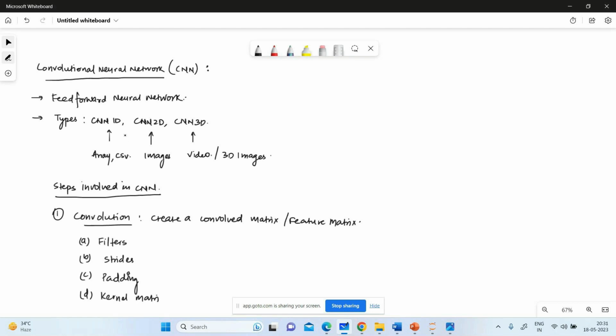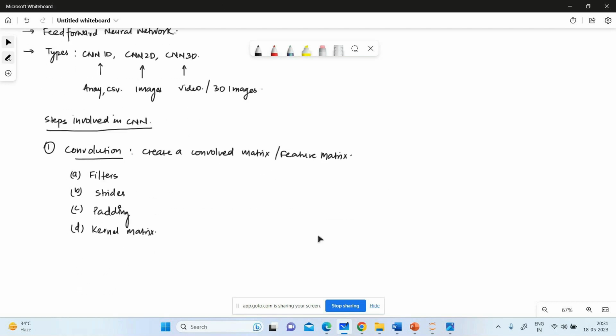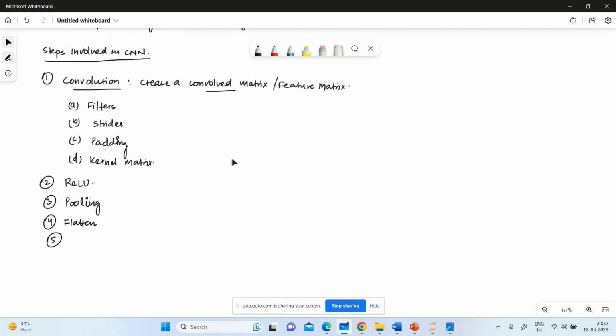Kernel matrix, number of filters, strides, padding. These are the sub steps which ultimately prepare your convolved matrix. Going through the filters and kernel matrix, we require strides and a padding layer as well. We combine them to prepare our final convolved matrix. Then we have the rectified linear unit, given by ReLU. Point number 3, flatten, fully connected neural network or FC layer.